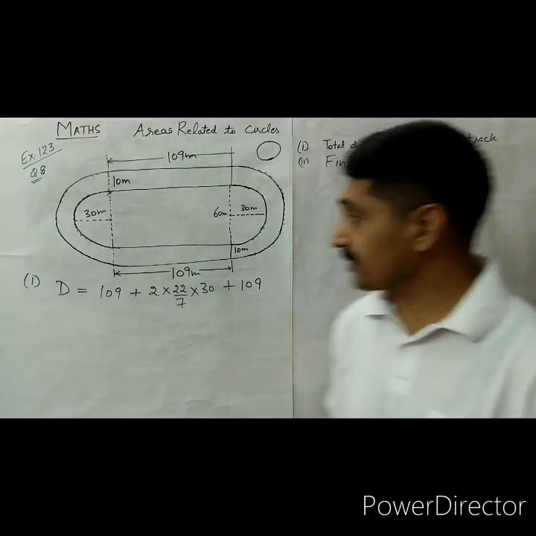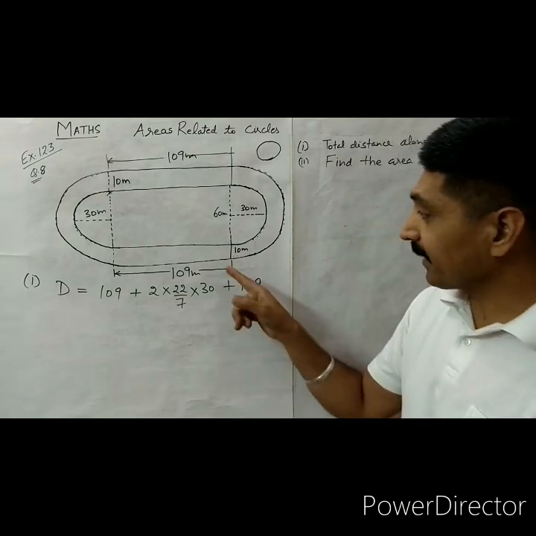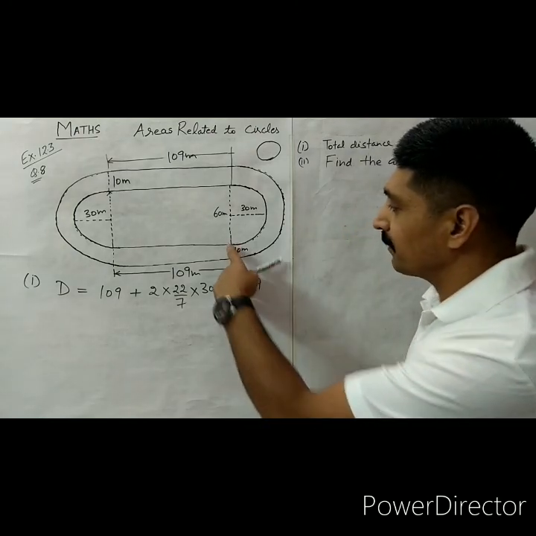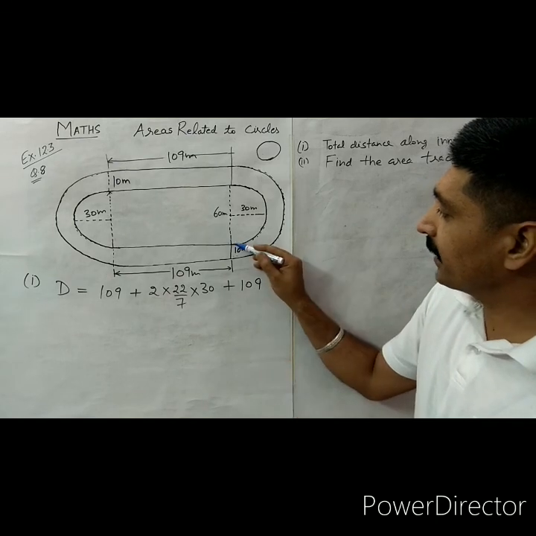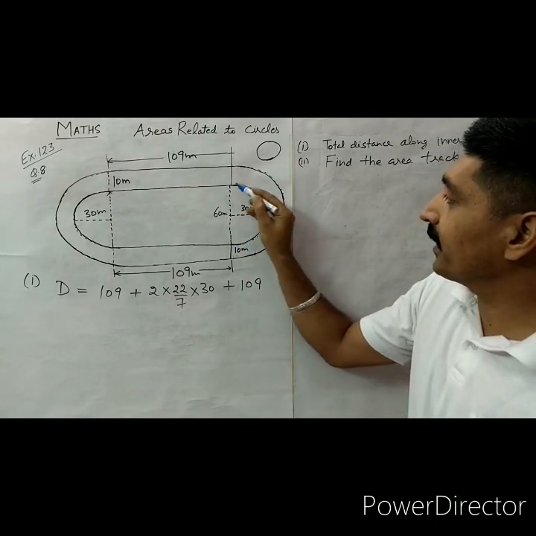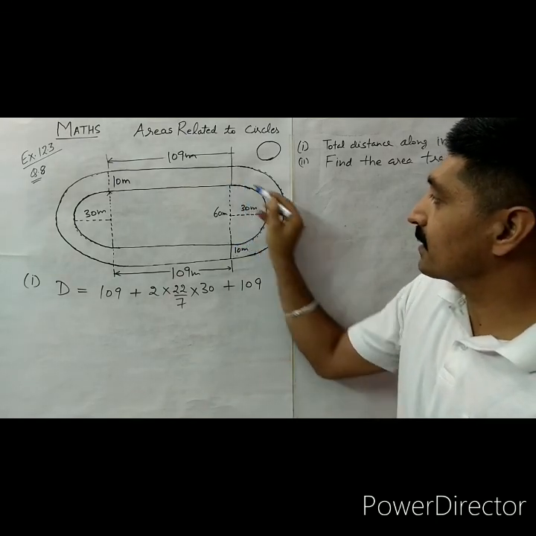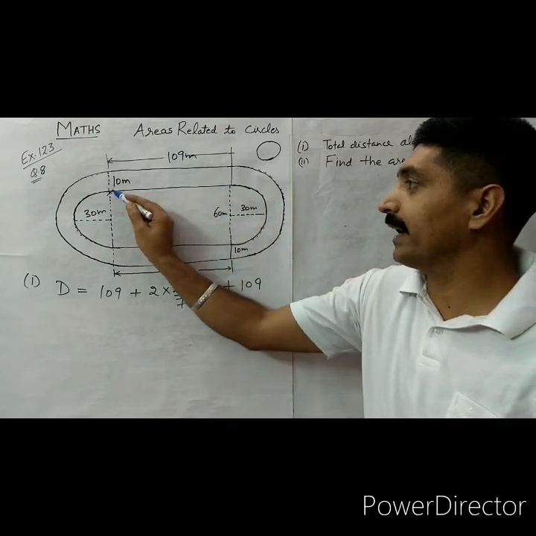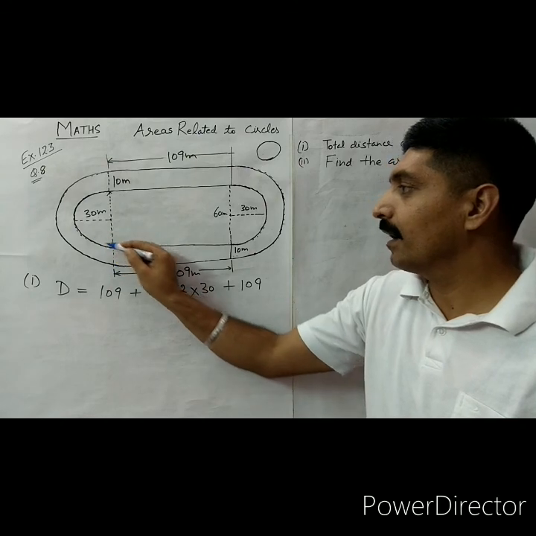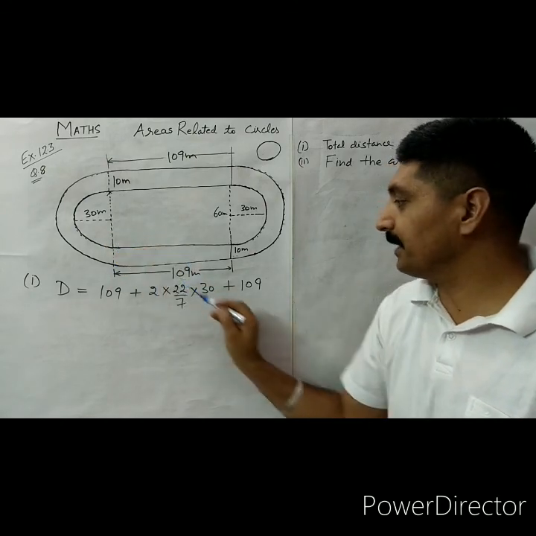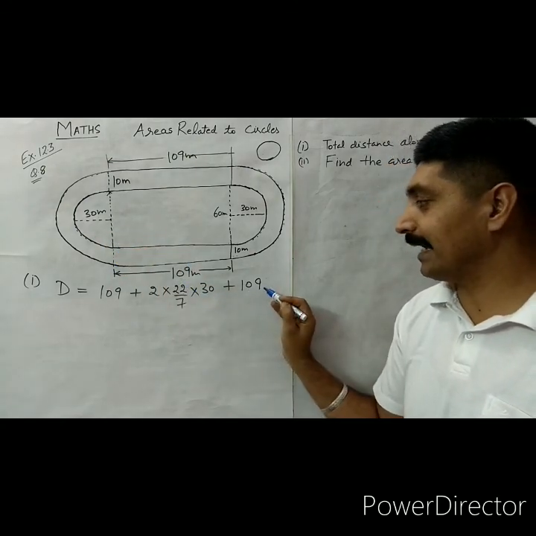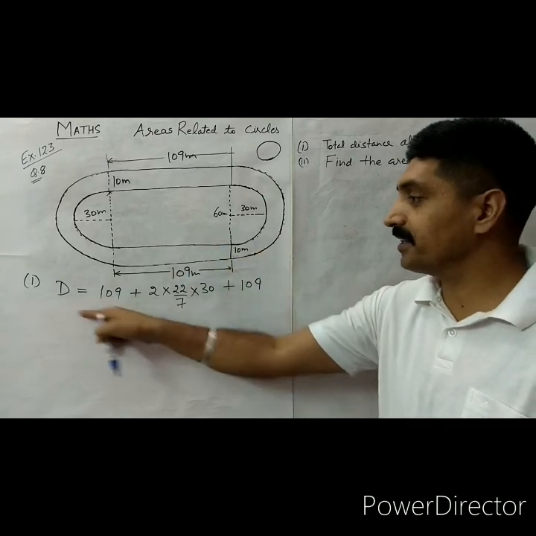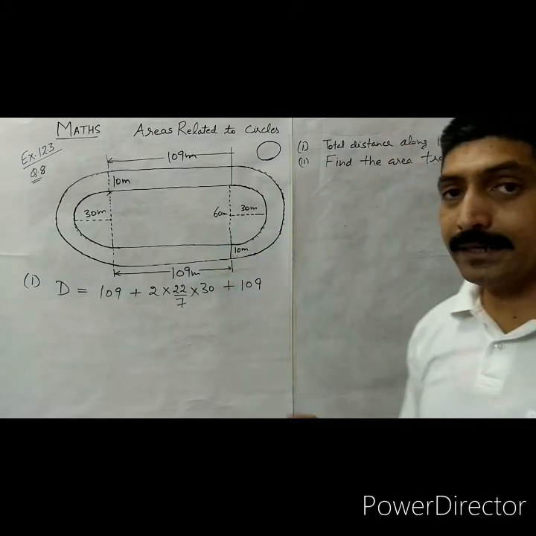So the total distance of the inner track, if we start running from this point along the inner track, is the circumference of a semicircle, then a straight 109 meter, again a half curve, and again 109 meter. So this is the total distance along the inner track.